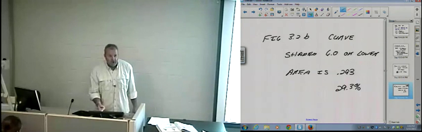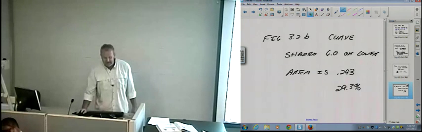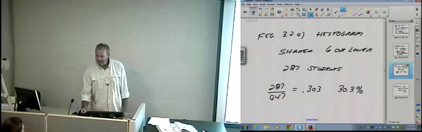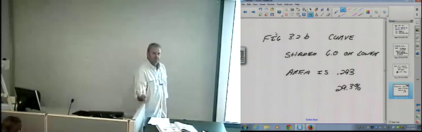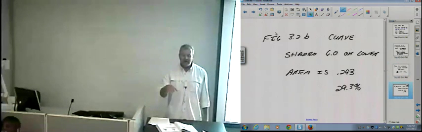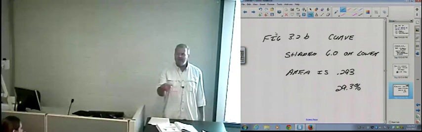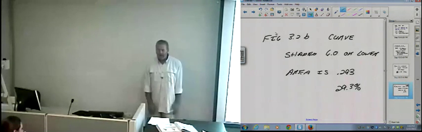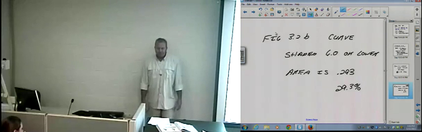With the density curve, we got 29.3%. With the histogram, we got 30.3%. Is that a good estimate? You're off 1%. The point is, you're not losing anything trading in the histogram for your density curve. That's the point. Right?